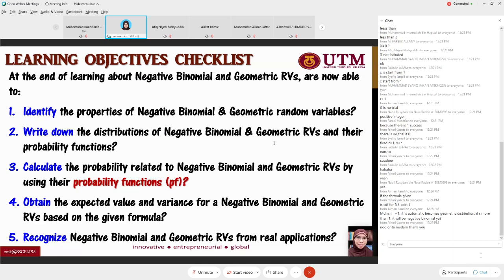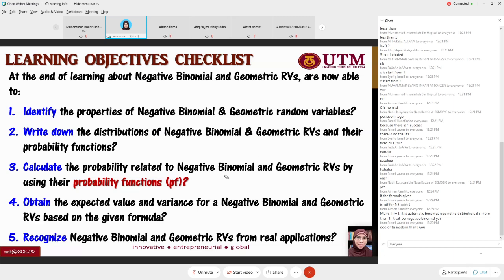Ayman asked, if r equals 1, does it automatically become a geometric distribution? If r is more than 1, it will be negative binomial. Yes, that's correct. Geometric is when you have r equals 1. That is a special case of negative binomial. But in general, you have r more than 1. So we use negative binomial in general, depending on the value of r and the value of p. But if r equals 1, it is automatically geometric, or simply negative binomial with r equals 1 and p. The same thing. But for geometric, you don't have r more than 1. r is 1. Okay, Aiman, are you okay? Yes, madam. Okay, Alhamdulillah.